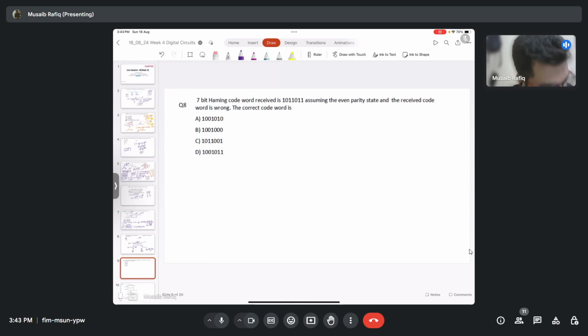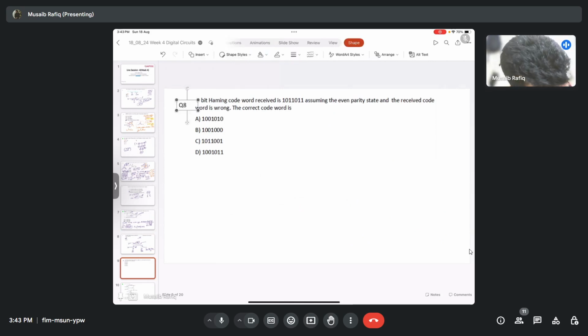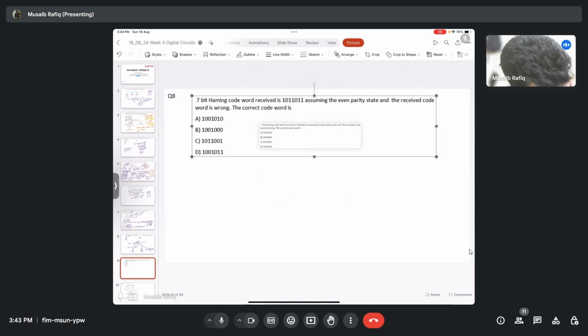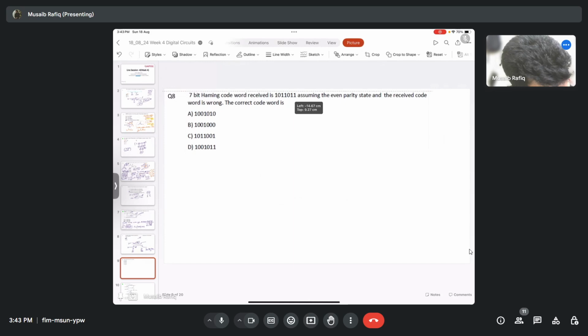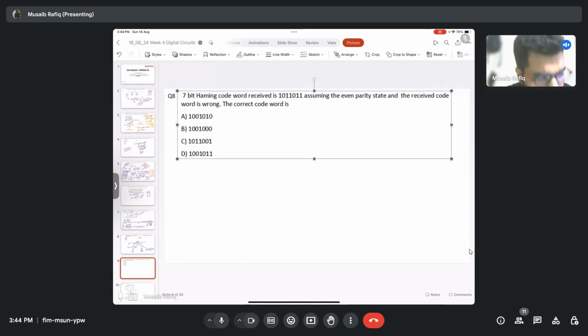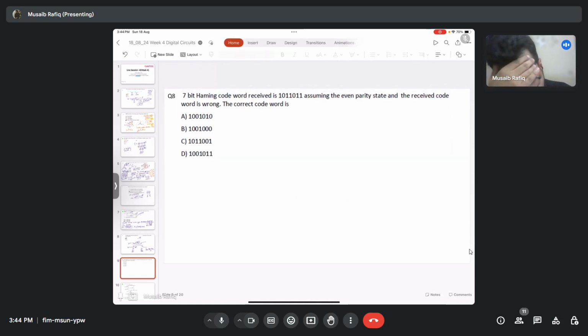Now we have this question on Hamming code. So I'll point out one thing here. Although I have kept one of the Hamming code questions here, I think in coming weeks, I don't exactly remember the week number, we will discuss Hamming code in much more detail. But still, I have kept one question here.